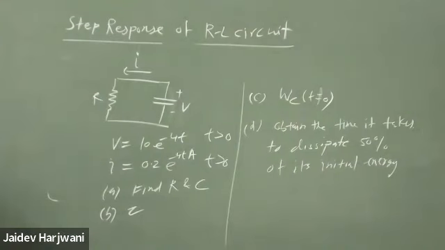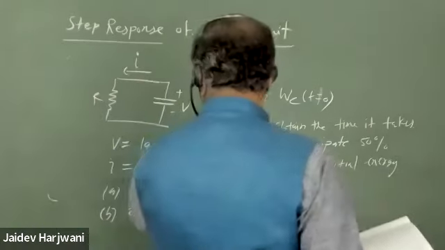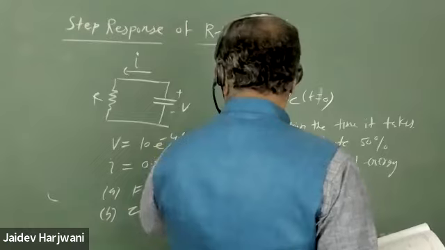I is equal to 0.2 e power minus 4t. This is 10 e power minus 4t.